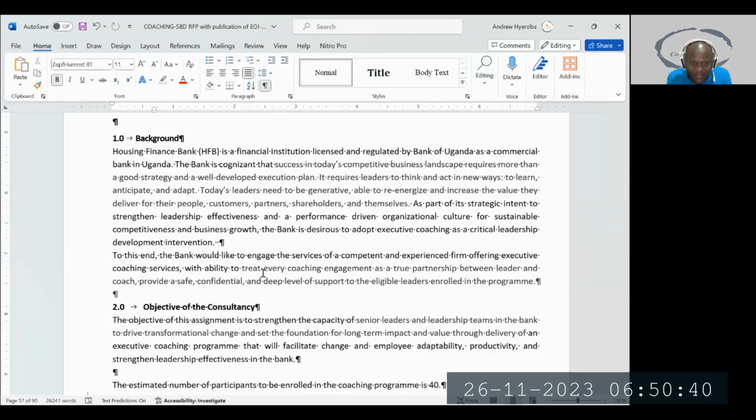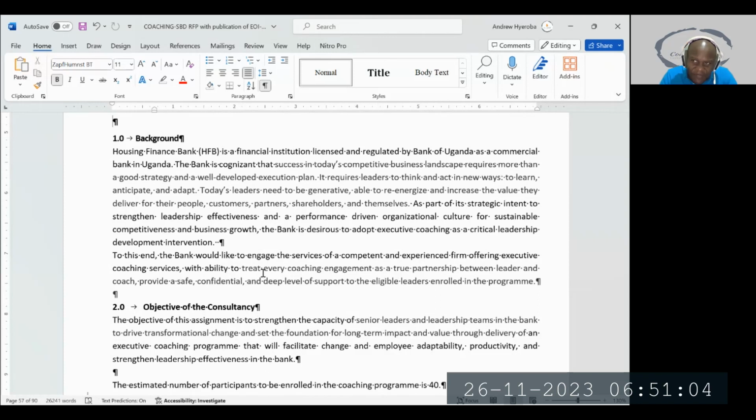So, what will the coach be accountable for? Will it be leadership effectiveness? Will it be performance driven culture? Will it be sustainable competitiveness? Or are they saying once we get effective leaders, we shall get all these things? So accountability is going to be hazy. As a firm, I want to be very clear what I'm going to be held accountable for, that the leaders are effective. That one I'll probably say yes.